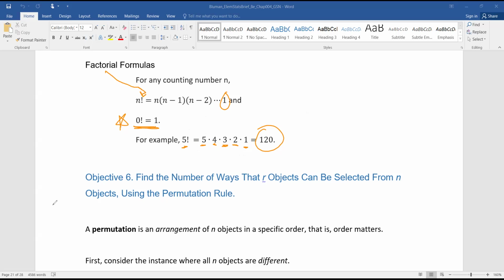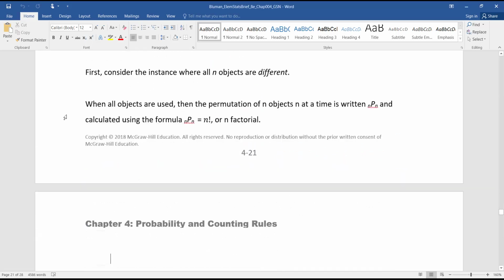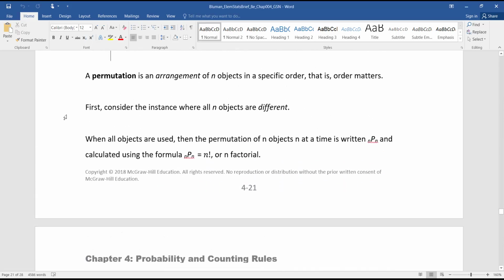So in our sixth objective here, we're going to find the number of ways that r objects can be selected from n objects using what we call the permutation rule. So a permutation is an arrangement of n objects in a specific order. So that means in a permutation, order matters, right? So first consider the instance where n objects are different. When all objects are used, the permutation of n objects n at a time is written as nPn and calculated by n factorial.